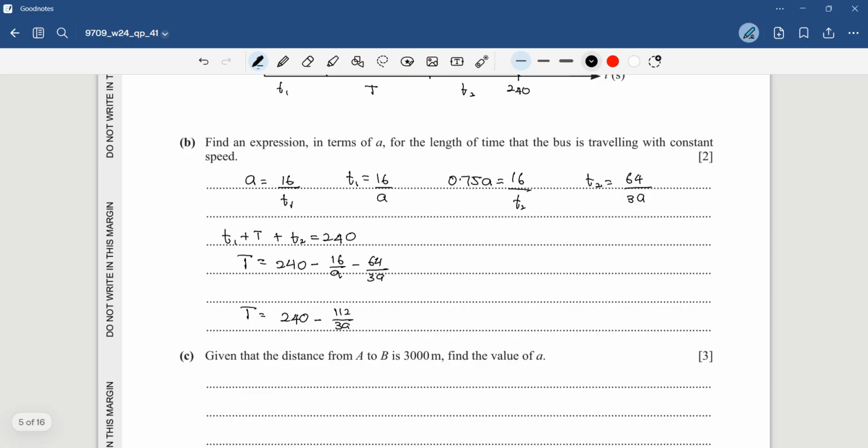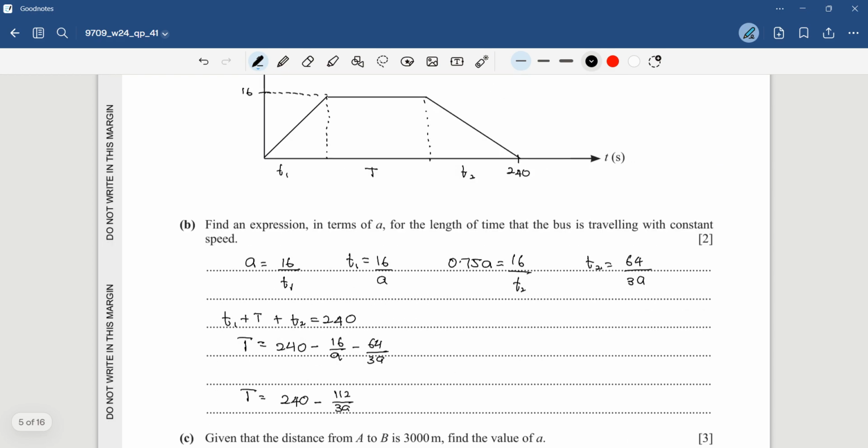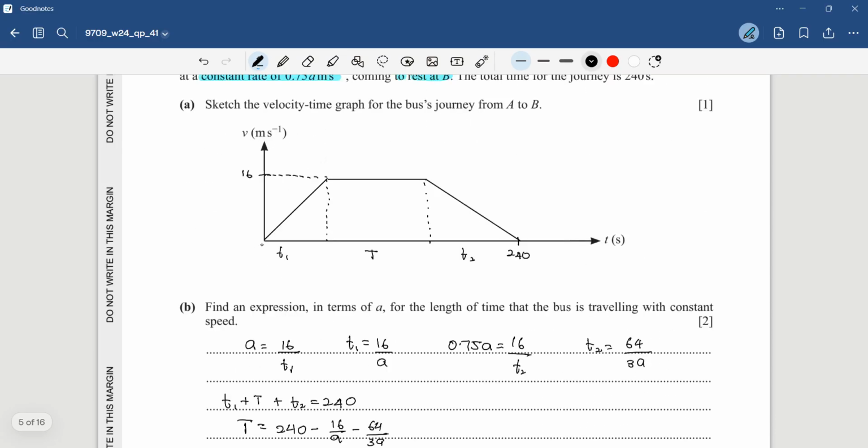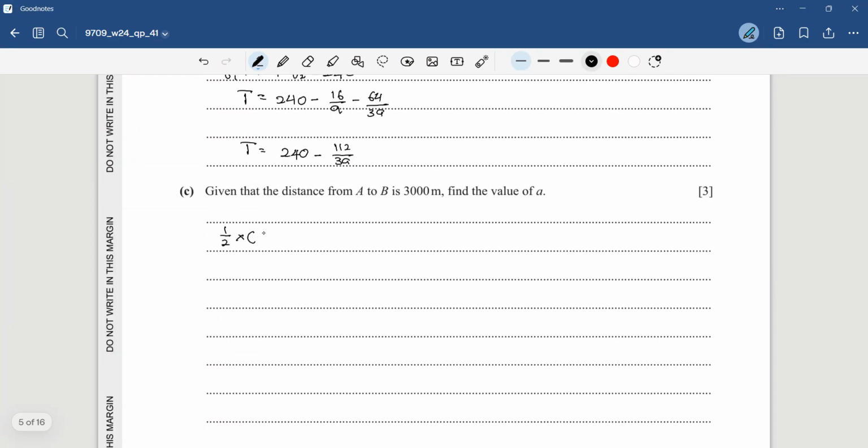For C, the distance from A to B is 3000 meter. Find the value of A. So here we can use what we call area under the graph. So this is a trapezium. It's going to be 1 over 2 multiplied by 240 plus T, multiplied with height 16, which is going to be 3000.